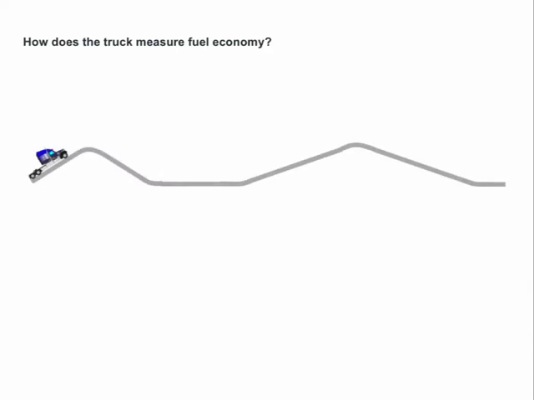We're going to consider a semi driving on a highway as it goes up and down hills. Going uphill uses more fuel to maintain a particular speed, and going downhill uses less fuel to maintain that speed. So, the semi changes its speed to maintain a constant fuel efficiency. Watch the truck moving along the road, and think about the fuel efficiency of the truck as it drives.